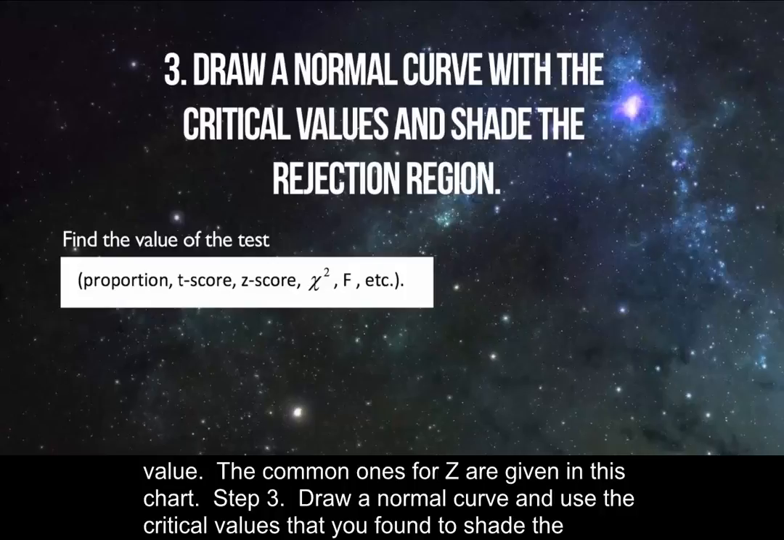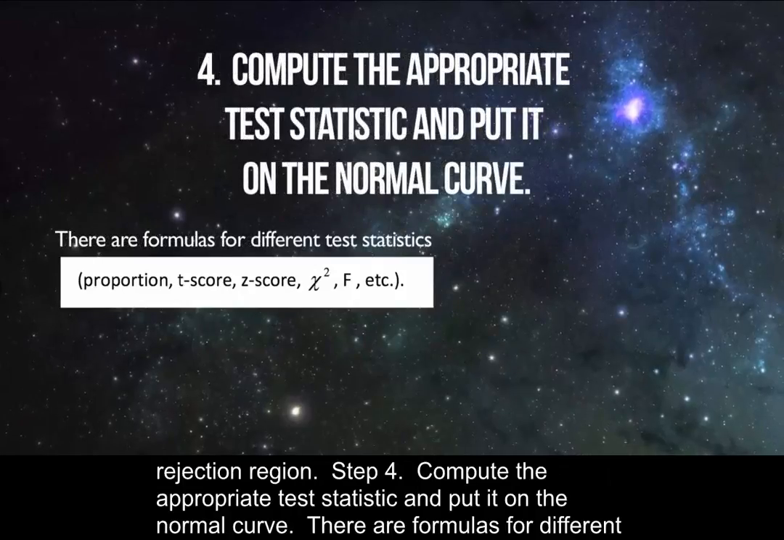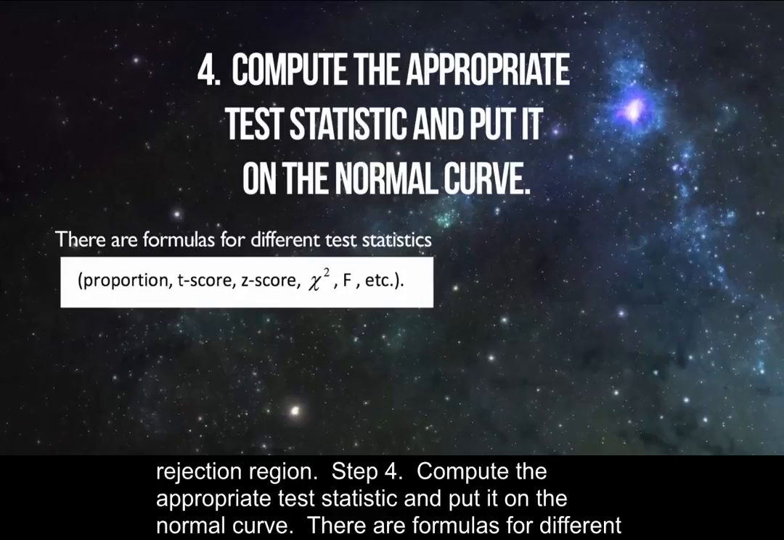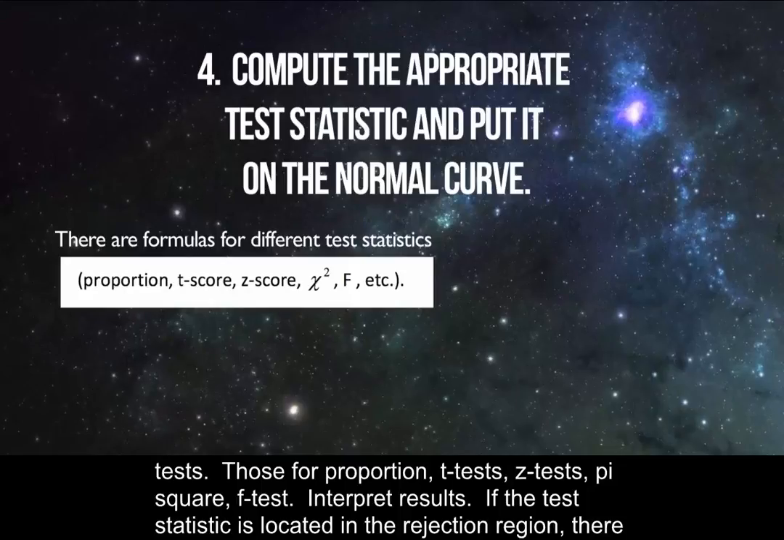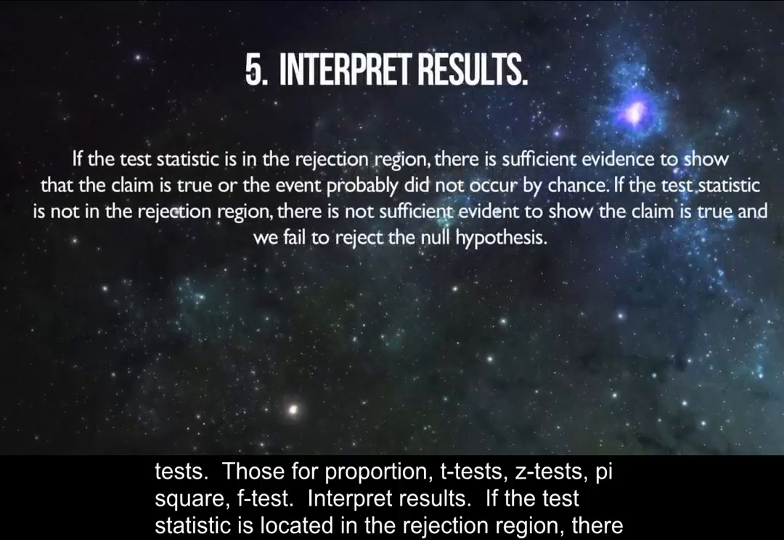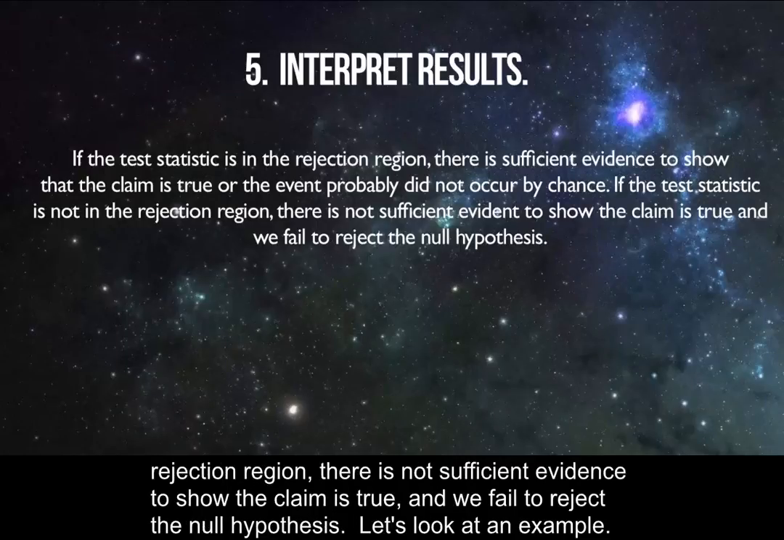Step 3. Draw a normal curve and use the critical values that you found to shade the rejection region. Step 4. Compute the appropriate test statistic and put it on the normal curve. There are formulas for different tests, those for proportion, t-test, z-test, chi-square, f-test. Step 5. Interpret results. If the test statistic is located in the rejection region, there is sufficient evidence to show that the claim is true, or the event probably didn't occur by chance. If the test statistic is not in the rejection region, there is not sufficient evidence to show the claim is true, and we fail to reject the null hypothesis.